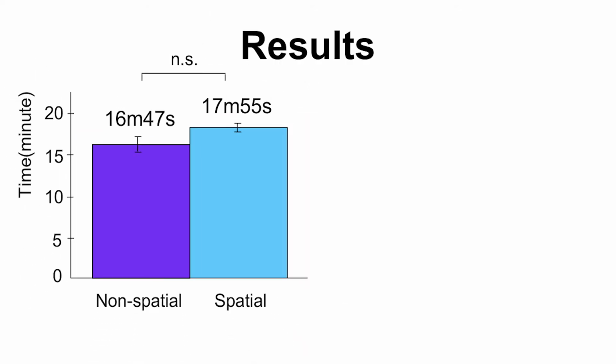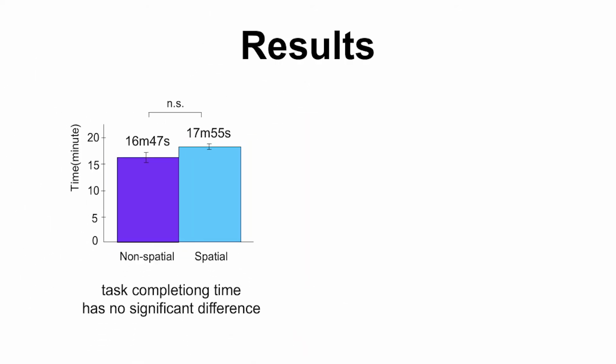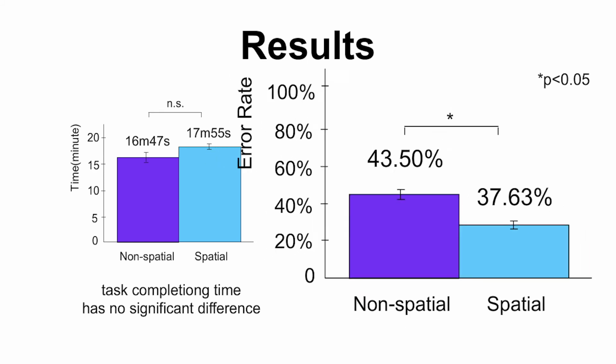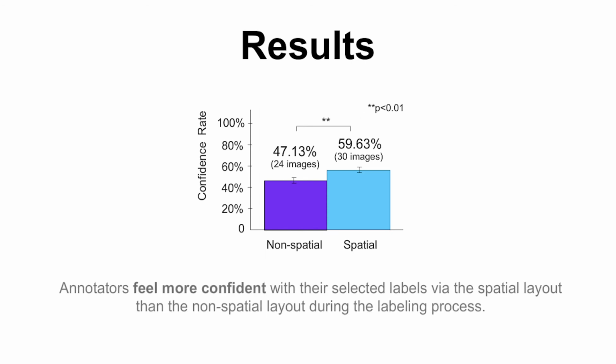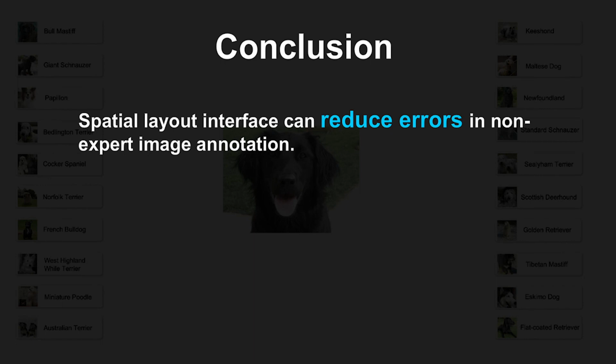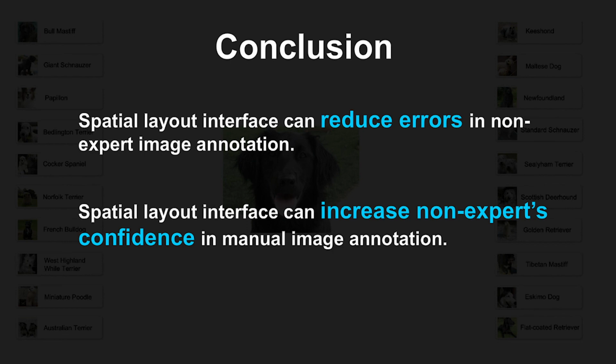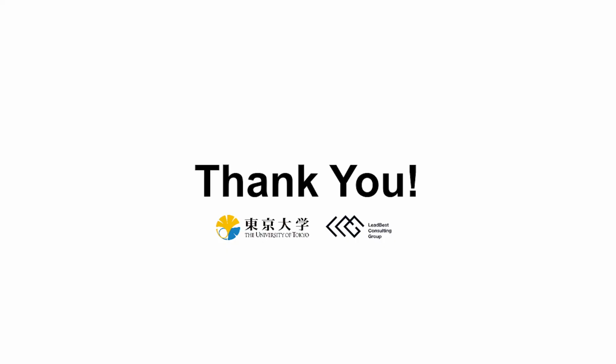The results show that the task completion time via the non-spatial and spatial layout has no significant difference. However, the error rate in the spatial layout task is significantly lower than the non-spatial layout. The results also show that annotators feel more confident with their selected labels via the spatial layout than the non-spatial layout during the labeling process. This study has shown that the spatial layout can reduce errors in non-expert image annotation, and increase non-experts' confidence in manual image annotation. Please read the paper for further details.